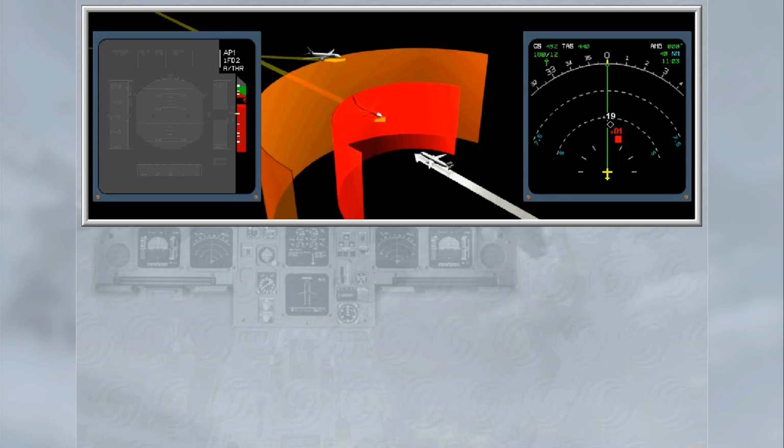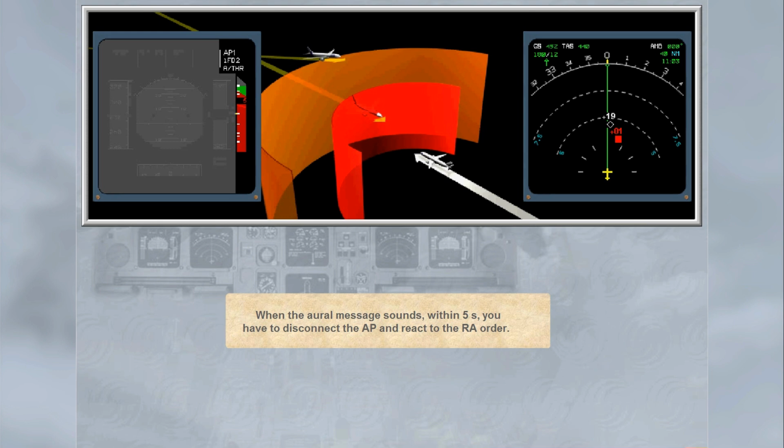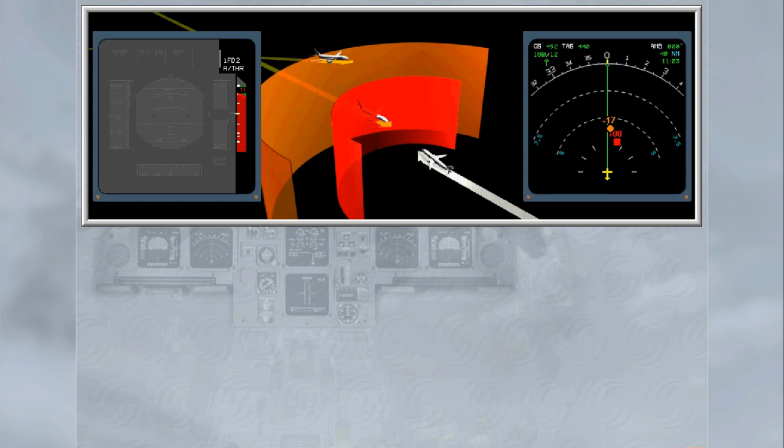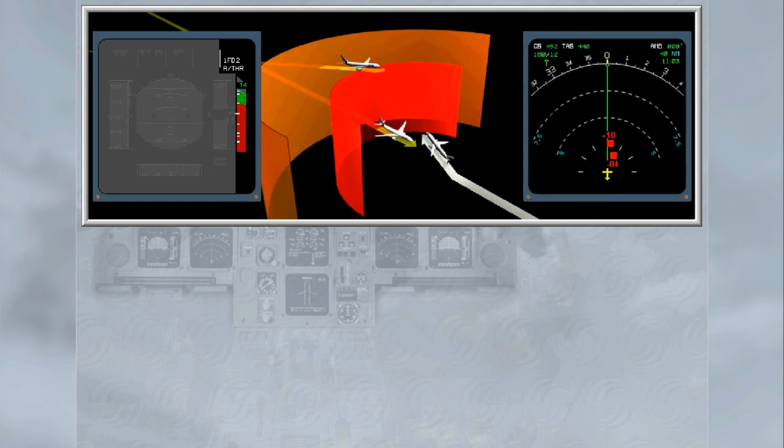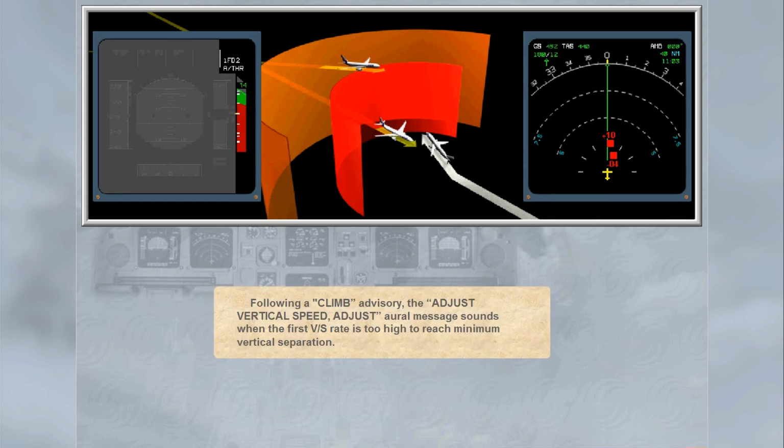Climb, climb. When the RA message sounds, within 5 seconds you have to disconnect the autopilot and react to the RA order. Adjust vertical speed. Adjust. Following a climb advisory, the adjust vertical speed adjust oral message sounds when the first vertical speed rate is too high to reach minimum vertical separation.